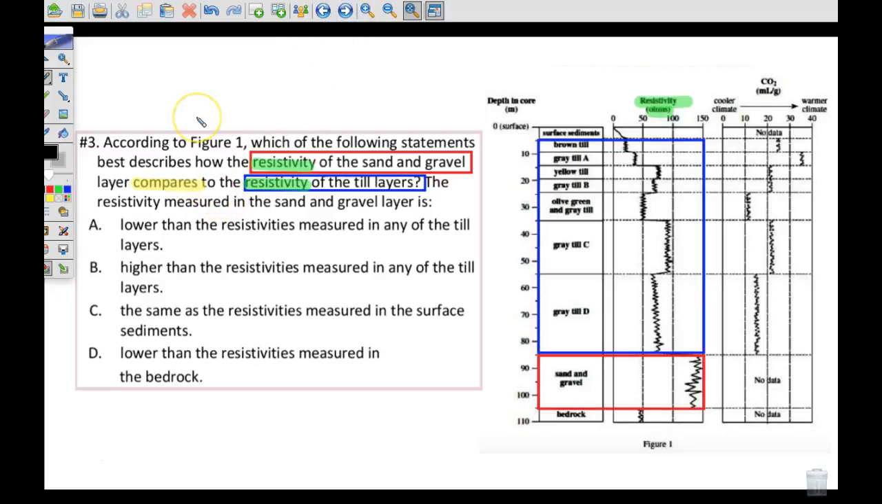And our third question says, according to Figure 1, which of the following statements best describes how the resistivity of the sand and gravel layer compares to the resistivity of the till layers? The resistivity measured in the sand and gravel layer is what? So if I look at resistivity in ohms in this particular section, I notice that it seems pretty high, as it is at the very end of my scale. Compared to the other resistivity measurements, this is a lot higher than the other ones, so the answer that best fits this is B.